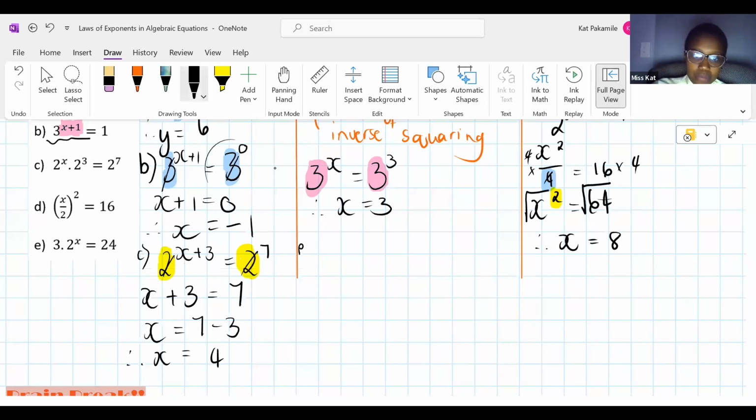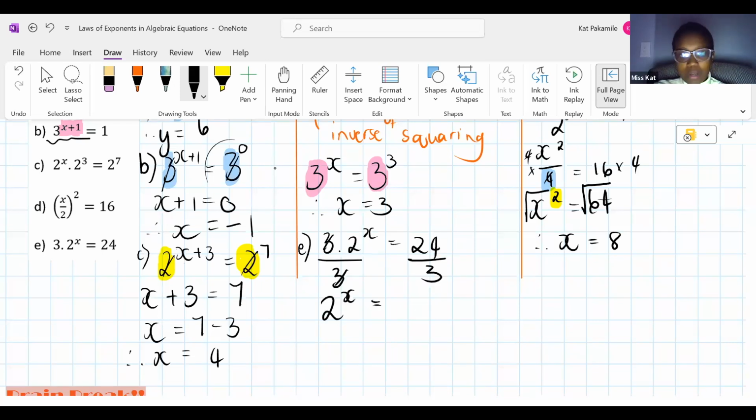Okay, ma'am. So the first thing we're gonna do is divide both sides by 3. Divide by 3. Divide by 3. These 3's will cancel. So I'm left with 2 to the power of x equals how much? It equals 8. Okay, now what?